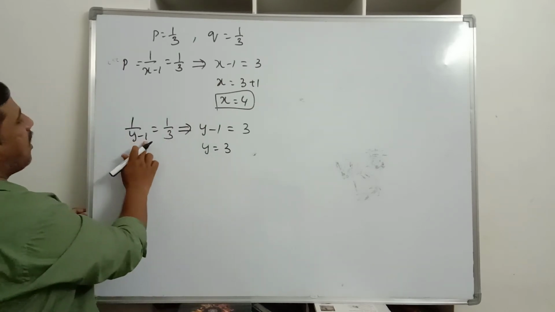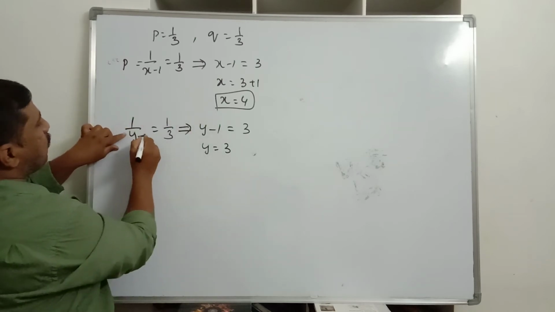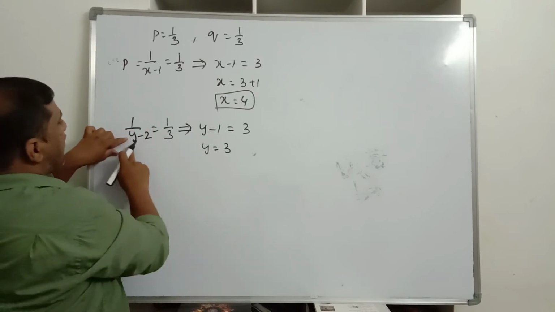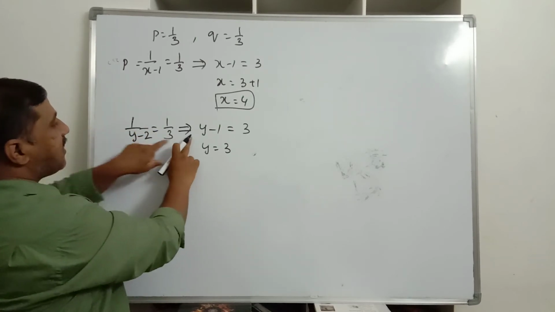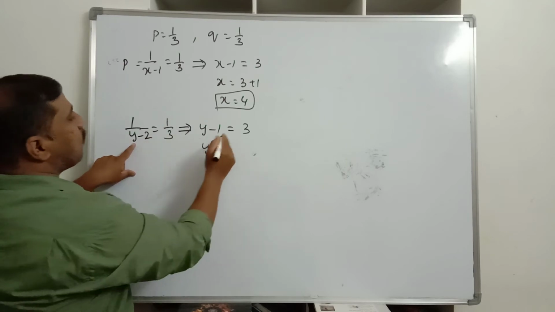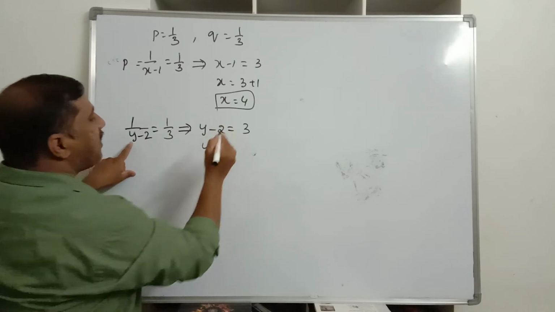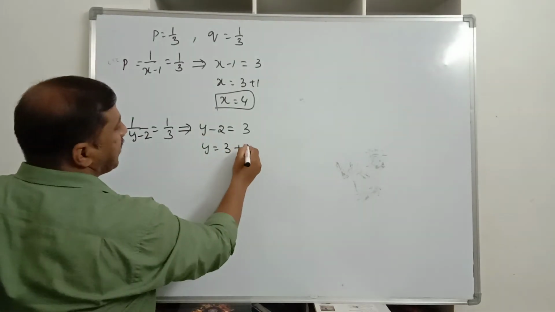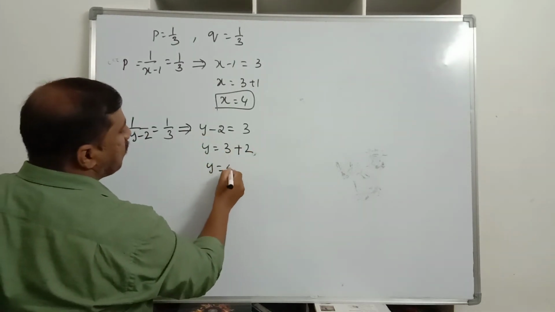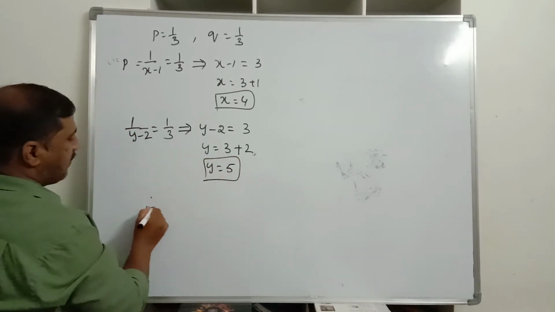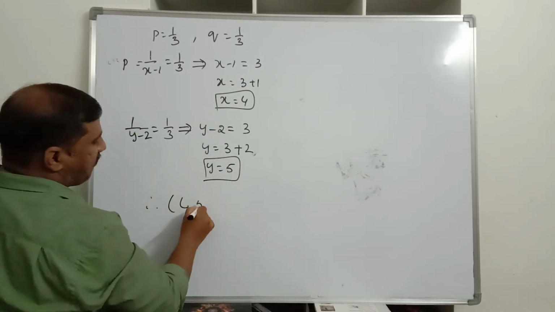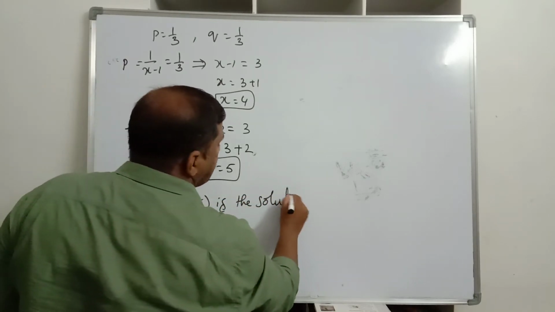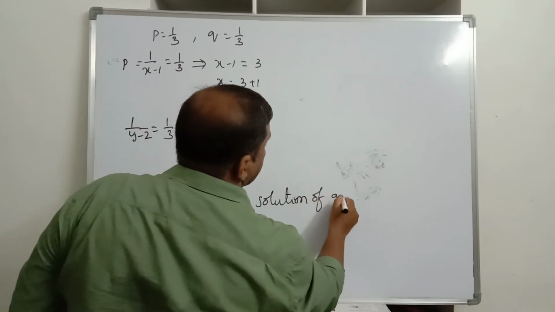Sorry, we have taken q is equal to y minus 2. Therefore 1 by y minus 2 is equal to 1 by 3. That is y minus 2 into 1 is equal to y minus 2, by cross multiplication. Then transpose minus 2 to the other side, it will become plus 2. That is 3 plus 2 is equal to 5. Therefore y is equal to 5. Therefore the solution is 4 comma 5 of the given equations.